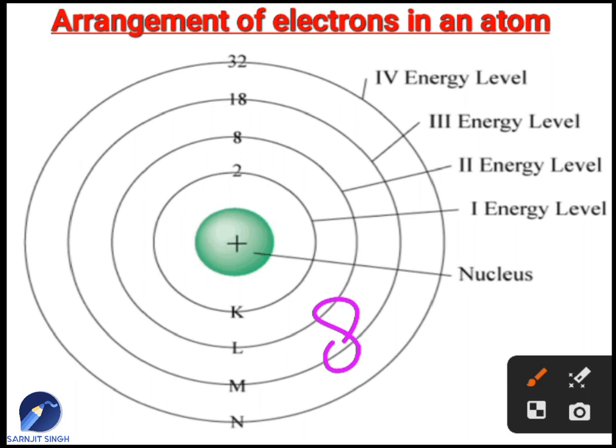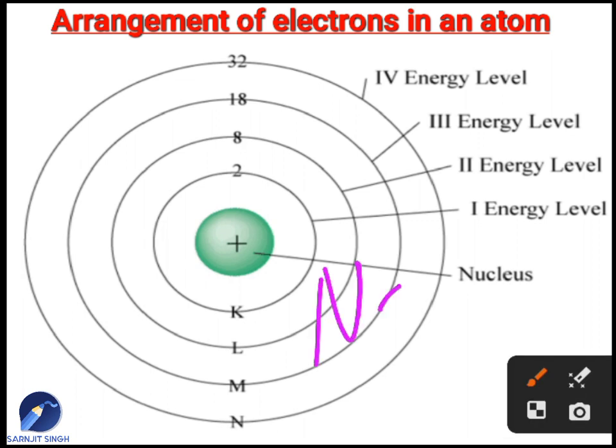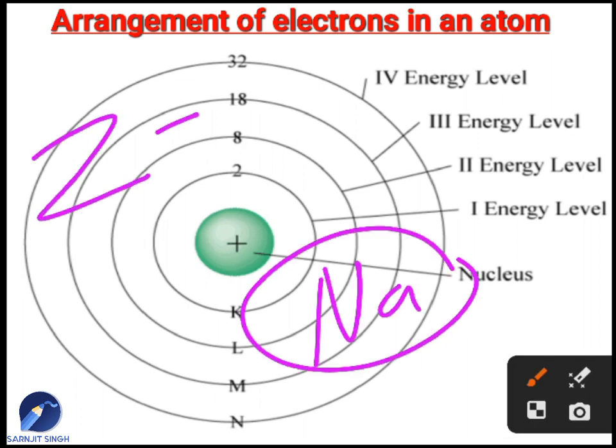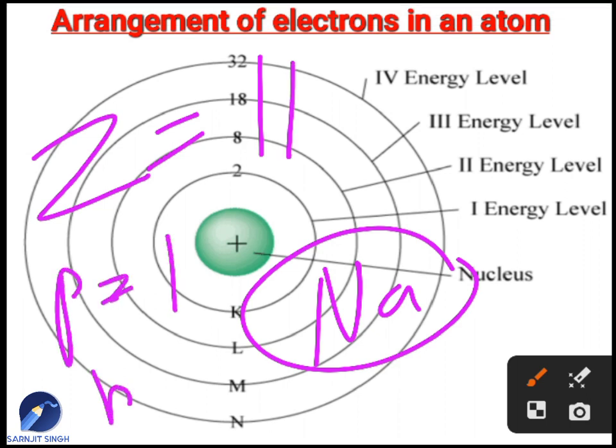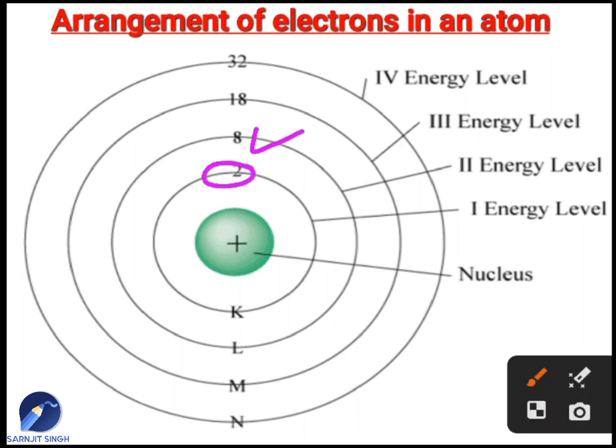For example, suppose the third energy level is the outermost energy level for a particular atom. We can take an example, say sodium, Na. We know that the atomic number Z is equal to 11. So how many protons are there? 11. So how many electrons are there? Also 11. So how many shells are required to fit the electrons? Three, because in the first shell 2, in the second energy level 8, and in the third shell only 1 electron will come.